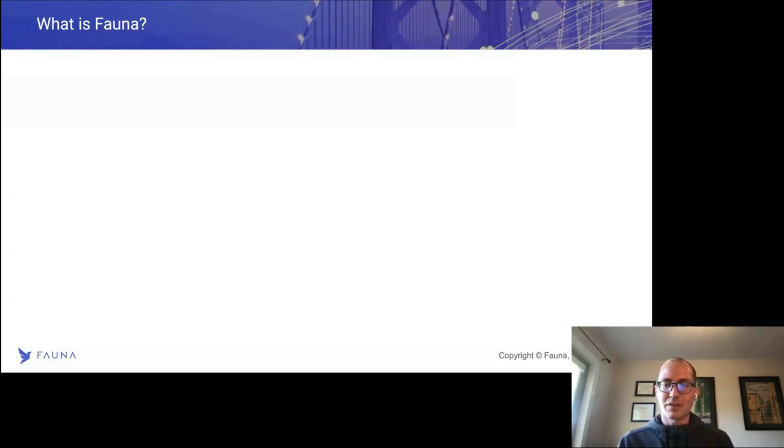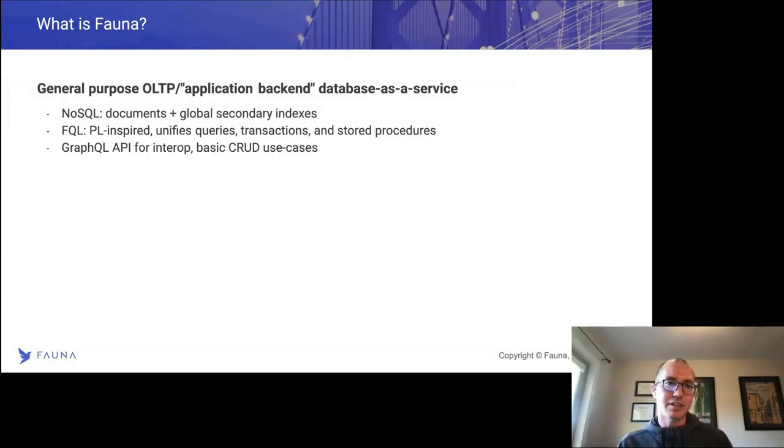So, startup, what is Fauna? The short of it is that Fauna is a general purpose OLTP database as a service. Our goal was to build the ideal database as an application backend, based on my and my co-founder Evan's experience at Twitter building these sorts of systems for Twitter itself.